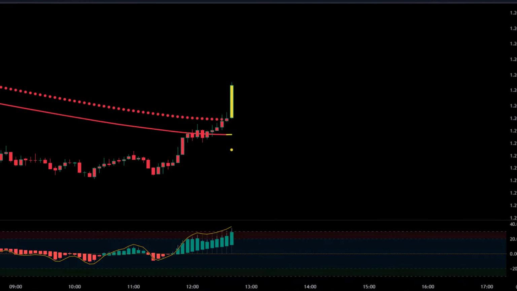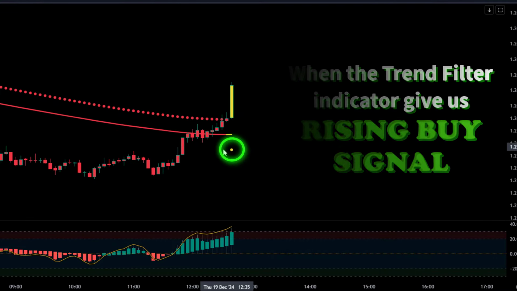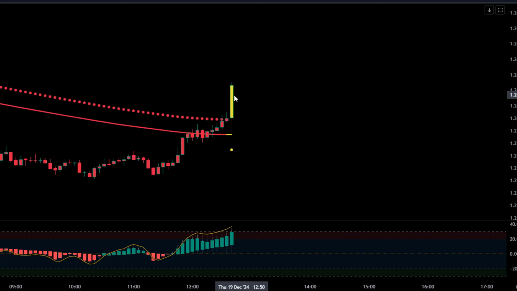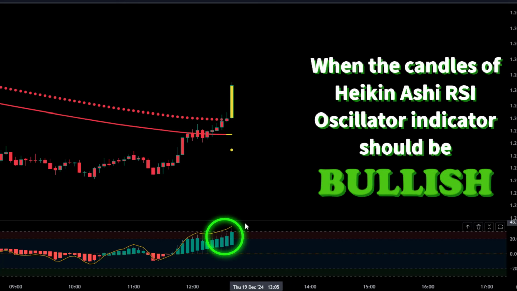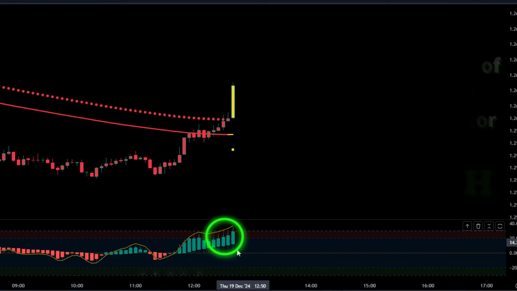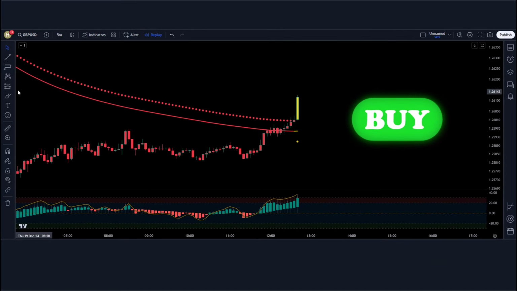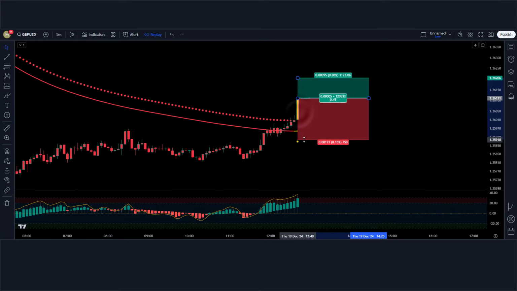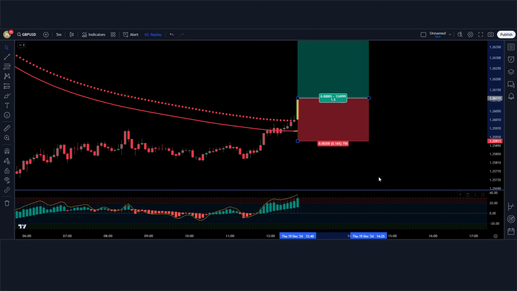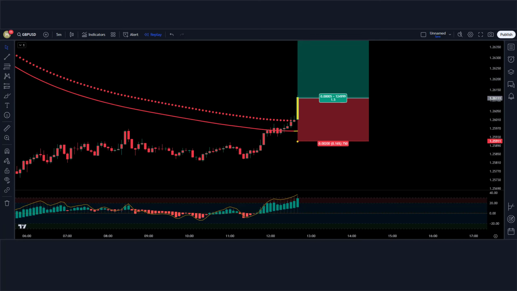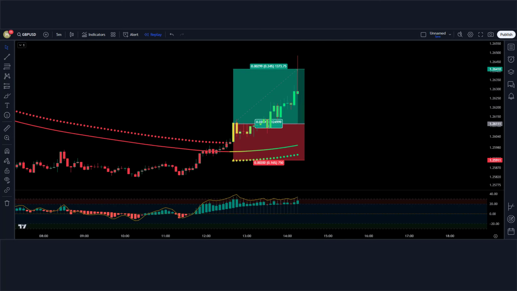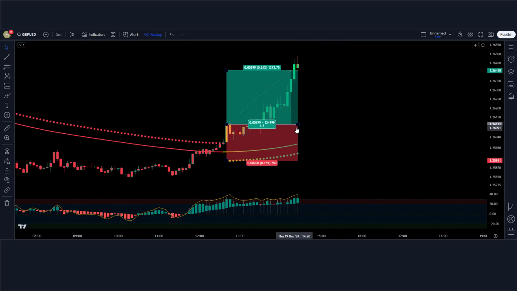Now, let's understand the concept where we will take buy and sell trades based on their conditions. When the trend filter indicator gives us a rising buy signal, when the market has formed a bullish candle, and when the candles of Heikin-Ashi RSI oscillator indicator are bullish, if this condition is fulfilled, then we will place a buy order. Our stop loss will be placed below the rising buy signal, and the risk to reward ratio will be 1:1.5. The market has completely hit the target.